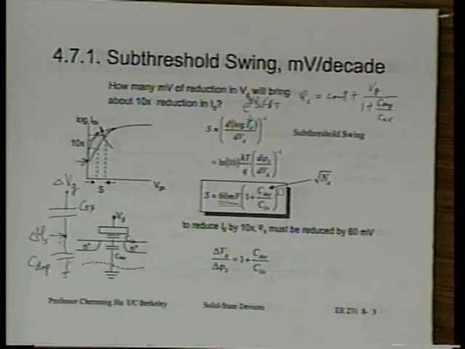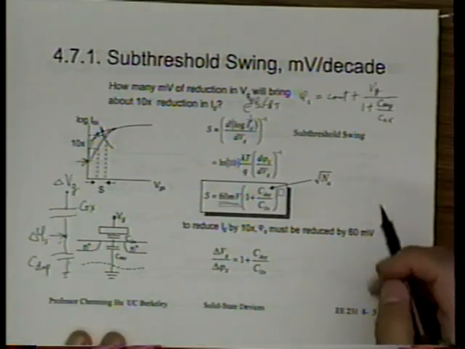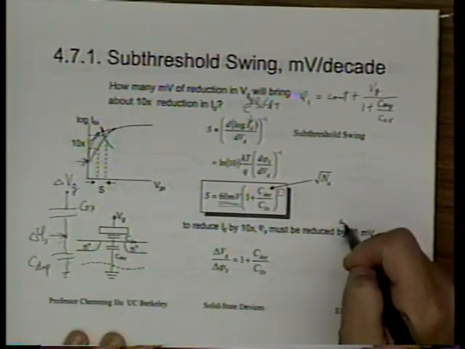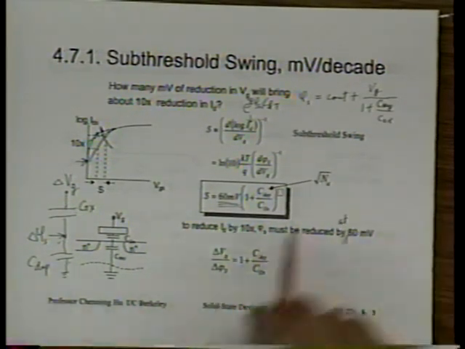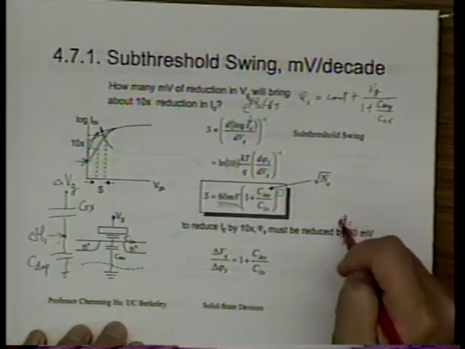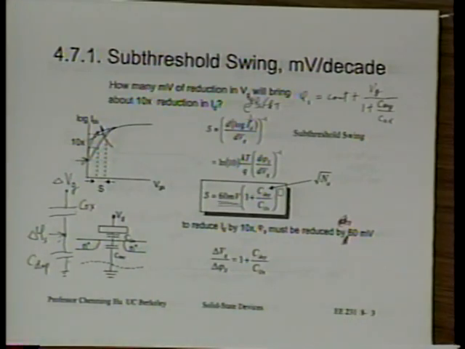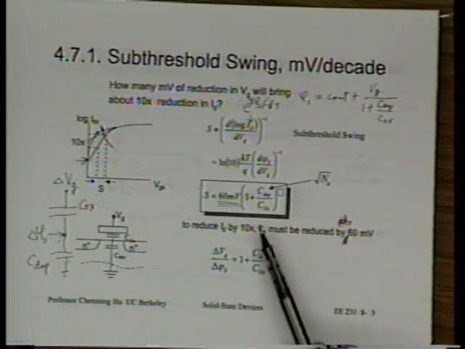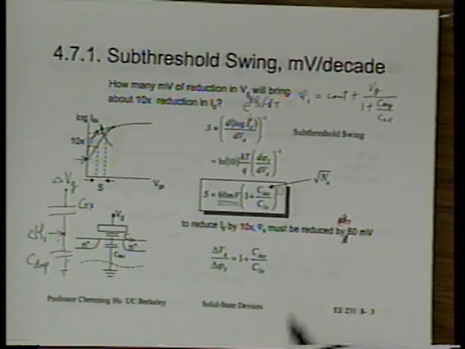Okay? All right. So to reduce ID by 10 times, phi s must be reduced by at least 60 millivolt. I'm sorry, phi s, sorry about it. Here we're talking about phi s, so there's nothing wrong. To reduce ID by 10 times, phi s must be reduced by 60 millivolt. Therefore, VG must be reduced by 60 millivolt times this factor. All right?